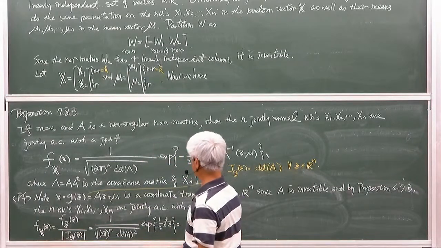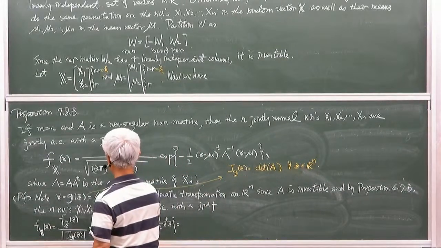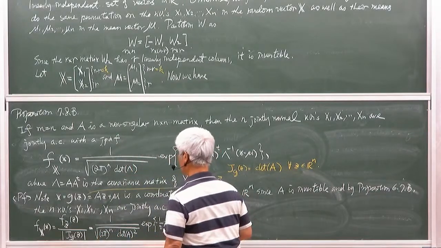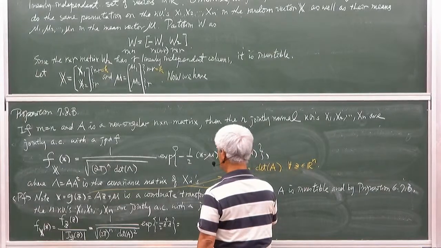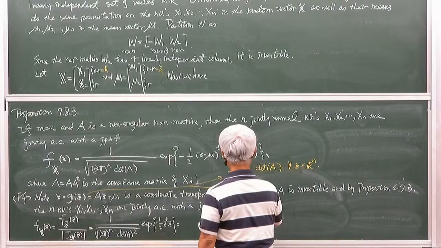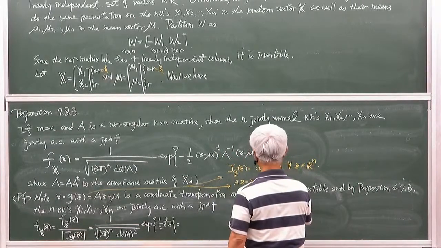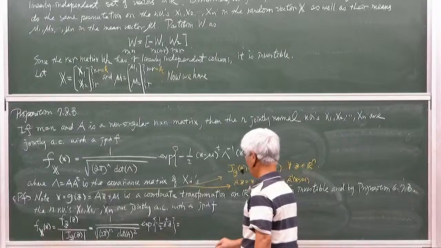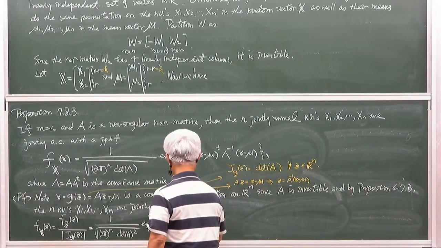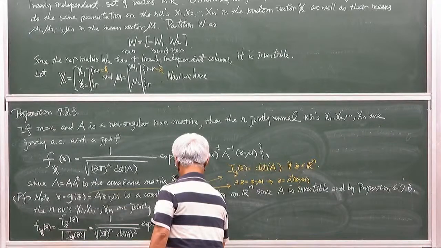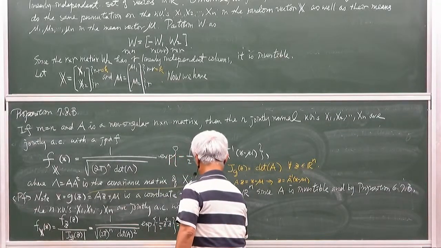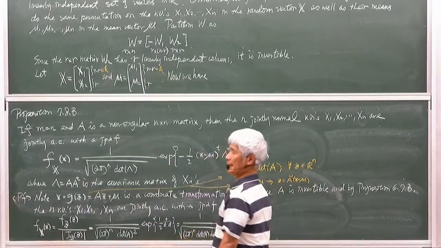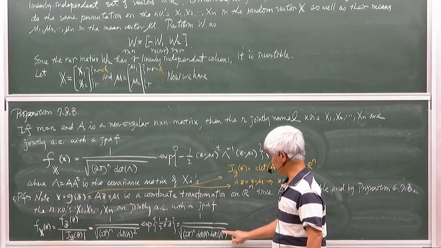Now, but Z is actually, so also here, we know that AZ is equal to X minus mu. So this implies Z is equal to A inverse times (X minus mu). Okay. So we do that. 2 pi to the n, and the determinant of A times the determinant of A transpose, because the determinant of A transpose is equal to the determinant of A here.